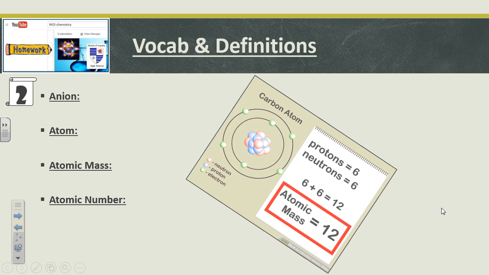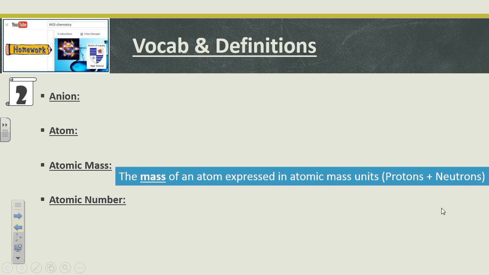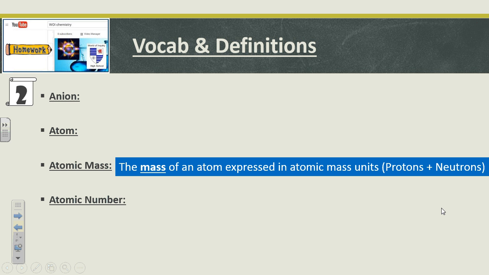The atomic mass. In this picture, you notice I add up protons and neutrons to get my total mass. If my carbon atom has 6 protons and 6 neutrons, add those up. We will find out that protons and neutrons are the ones that have mass. With a total mass of 12, the atomic mass is the overall mass of an atom, expressed in atomic mass units, and I put in parentheses protons plus neutrons. That is how we derive it.